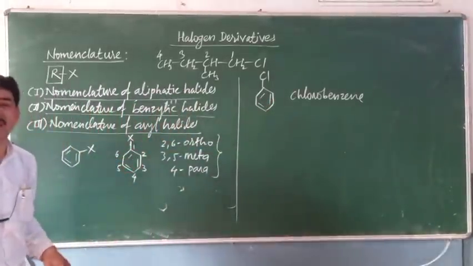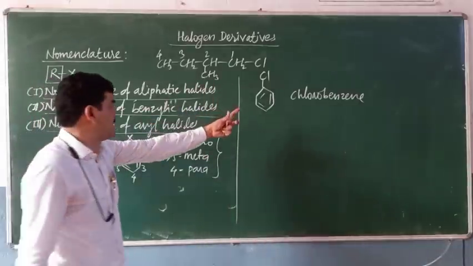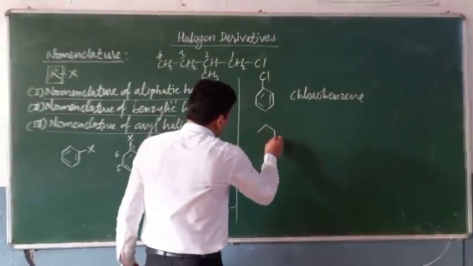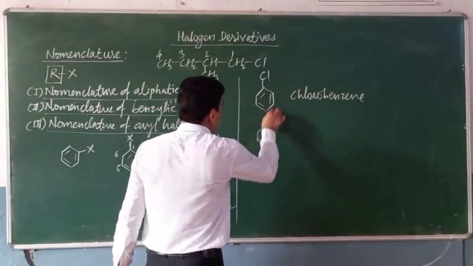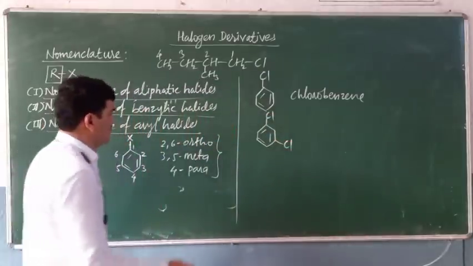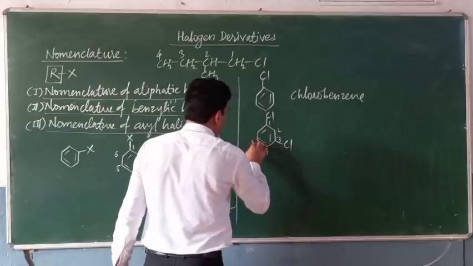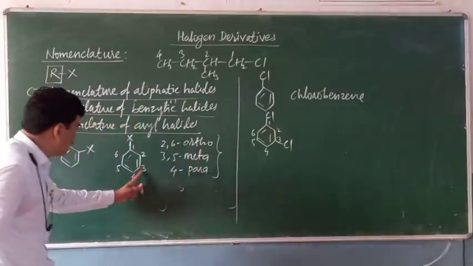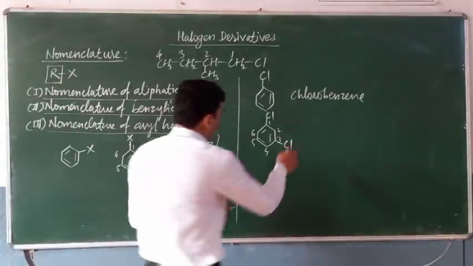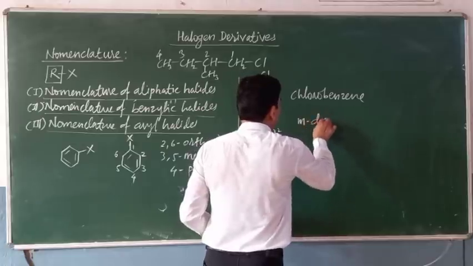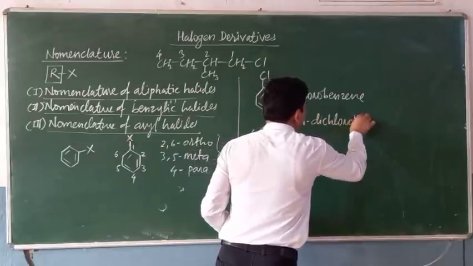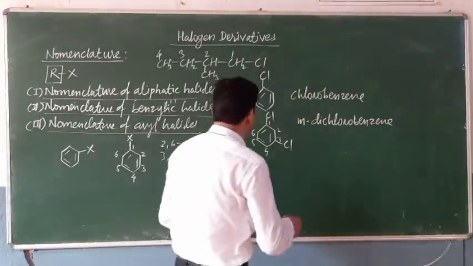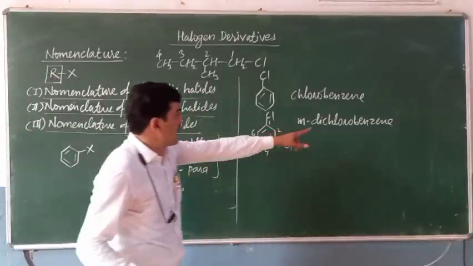Chlorobenzene is the common name as well as the IUPAC name, because already I have mentioned that aryl halides are named as haloarenes by the common system as well as IUPAC. Take the example of a dihaloarene. The halogens are at the meta positions, and therefore its common name will be meta-dichlorobenzene. The parent hydrocarbon is benzene here, so lastly there will be benzene.